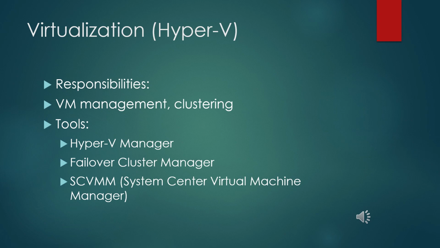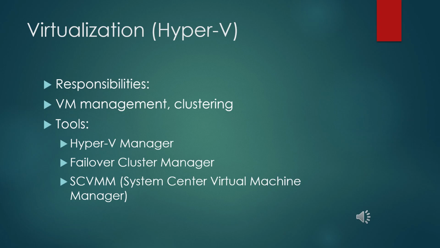Suppose a virtual machine becomes very slow. First, we check its resource usage in Hyper-V Manager. If CPU or memory usage is high, we adjust resource allocation. If the issue is related to the host, we check overall host performance. If needed, we can migrate the VM to another host to balance the load.